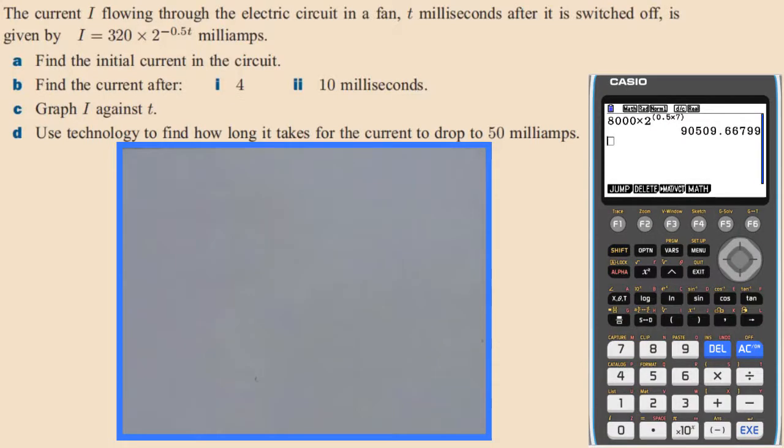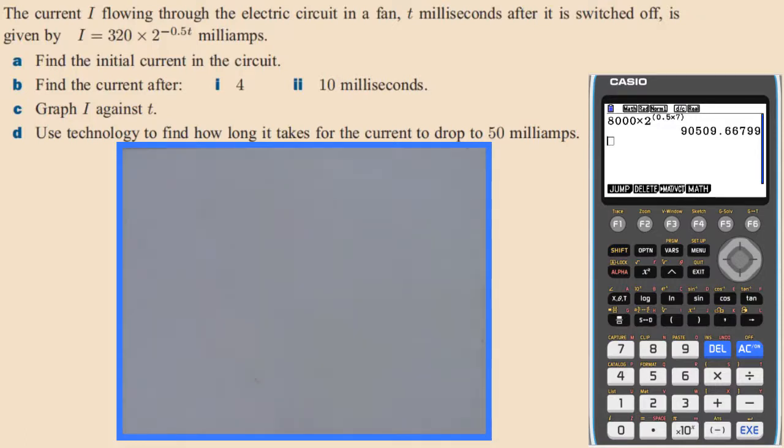The current I flowing through the electrical circuit in a fan t milliseconds after it is switched off is given by I equals 320 times 2 to the power of minus 0.5 t milliamps. Milliamps is a unit of current.